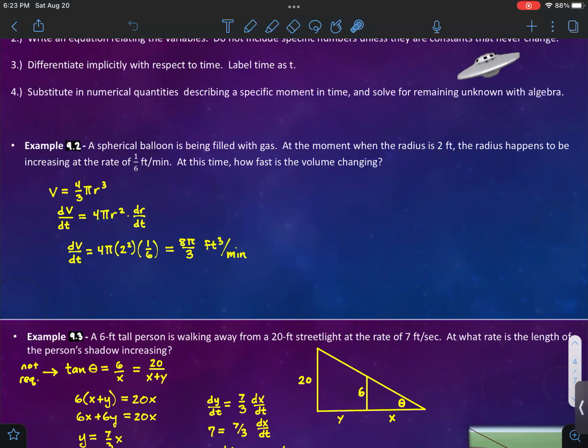Now that I've got it, I can start plugging in the specifics relating to this certain moment in time. So here I plug in my radius of 2. dr/dt, rate of change of the radius, is the 1/6. Then I can simplify, make sure you get the right units. We found how fast volume is changing. That's going to be a cubic foot change per minute.